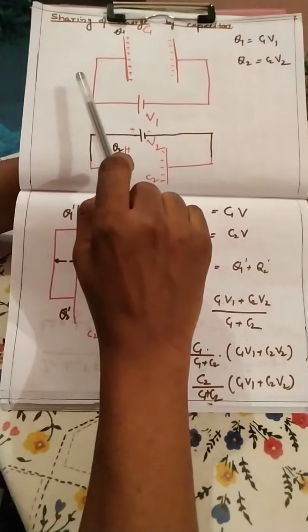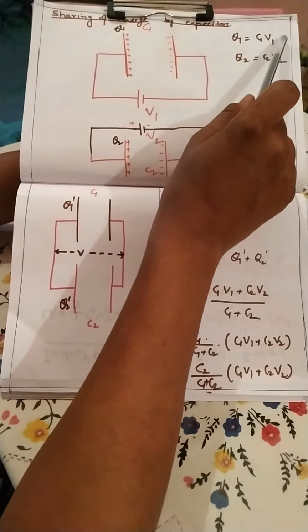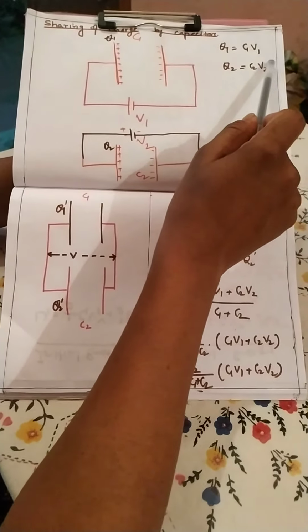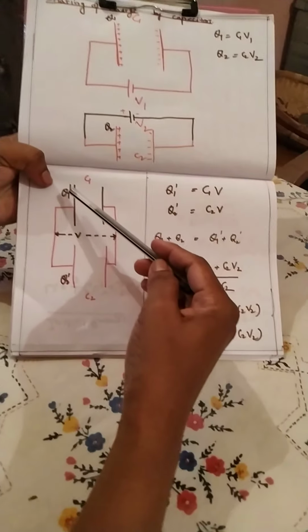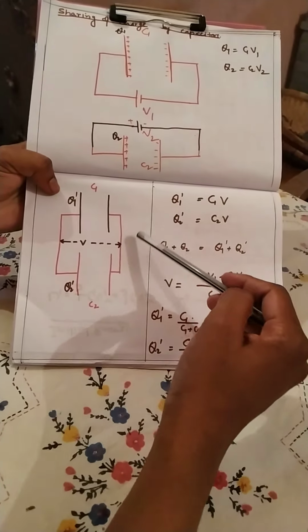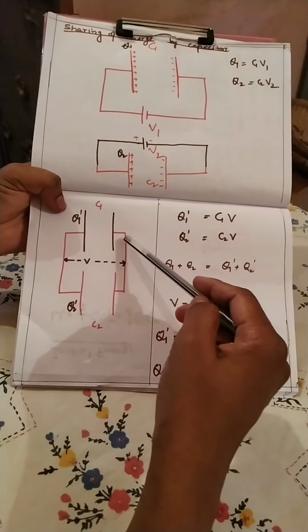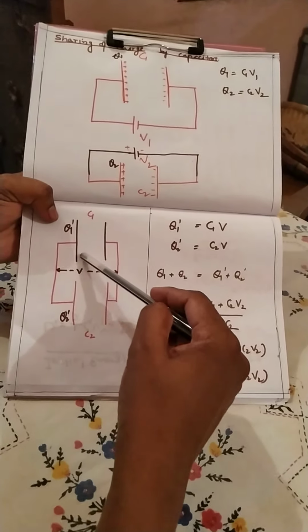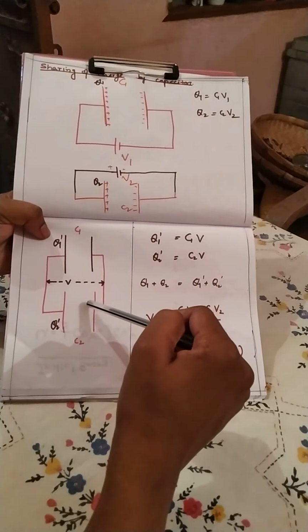Now let us disconnect these two batteries from both the capacitors. Then what happens? Q1 will remain in capacitor 1, and Q2 charge will remain in capacitor 2. Now, if these two capacitors are connected, that is, the positive plate is connected to positive and the negative plate to negative, (the opposite can be done, no problem, only the sign will change), then there will be some sharing of charge. If this plate is at higher potential and this is at lower potential, then charge will flow from higher to lower. Here also the same, from higher to lower.